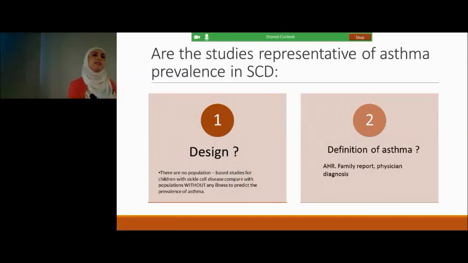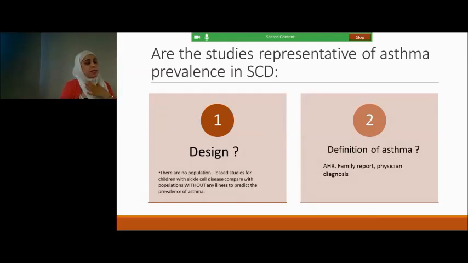And also, if we look at the design of the studies, none so far, up to the date of my literature search, which was last week, were population-based studies of children who have sickle cell disease compared with completely healthy controls to report the prevalence. All of the studies that we have come from studying just the sickle cell population without controls, most of the time in a tertiary center with a pulmonologist who maybe had a higher threshold for diagnosing asthma and wheezing.